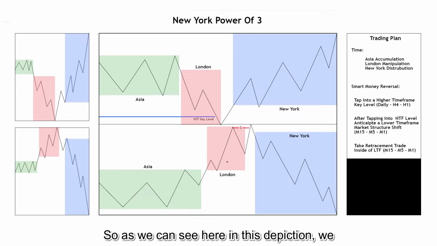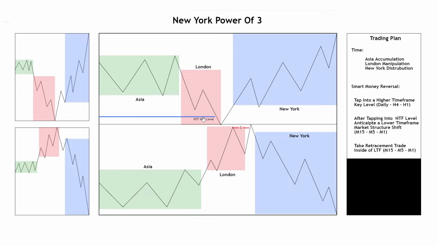So as we can see here in this depiction, we have that Asia session accumulation, followed by that manipulation lower during the London session into a higher time frame key level. This key level could be a 4-hour, 1-hour, daily, some type of higher time frame fair value gap, order block, or liquidity pool that it taps into.